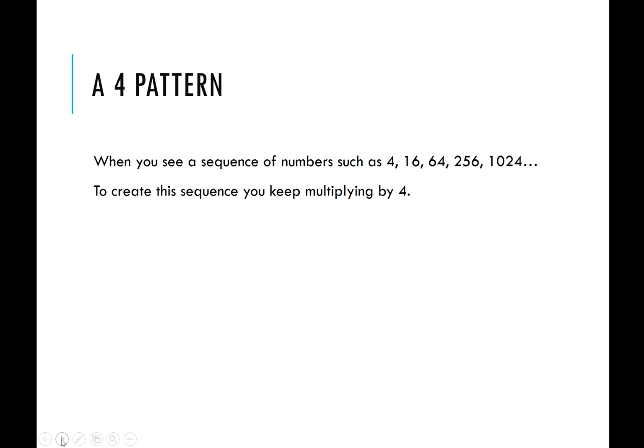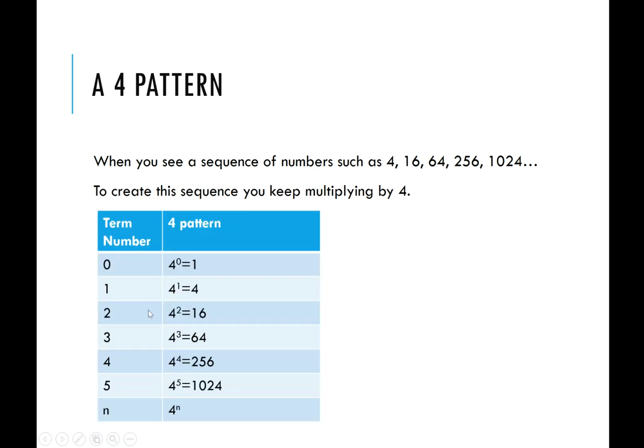We could also do this for 4s. So if I get 4, 16, 64, 256, 1024. So again, to create this sequence, we multiply by 4s. And it creates a very similar pattern to what we saw with the 2s and the 3s. And for this formula, we would write 4 to the n.